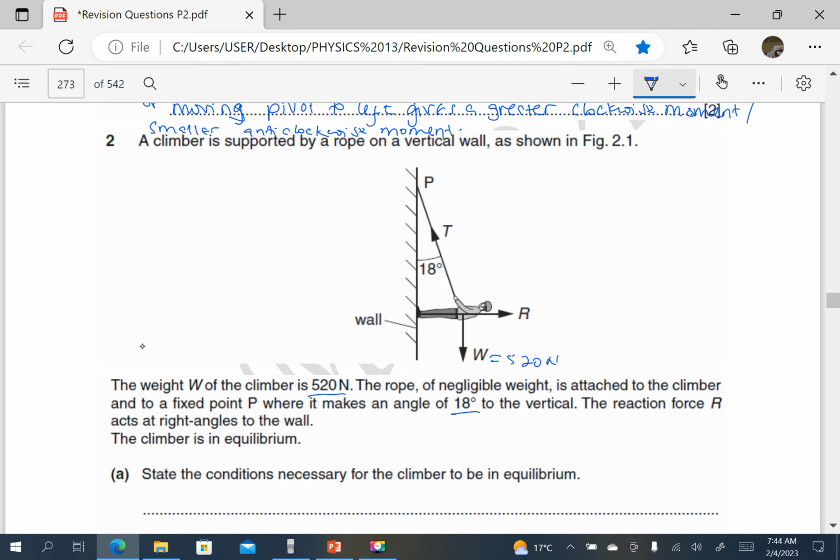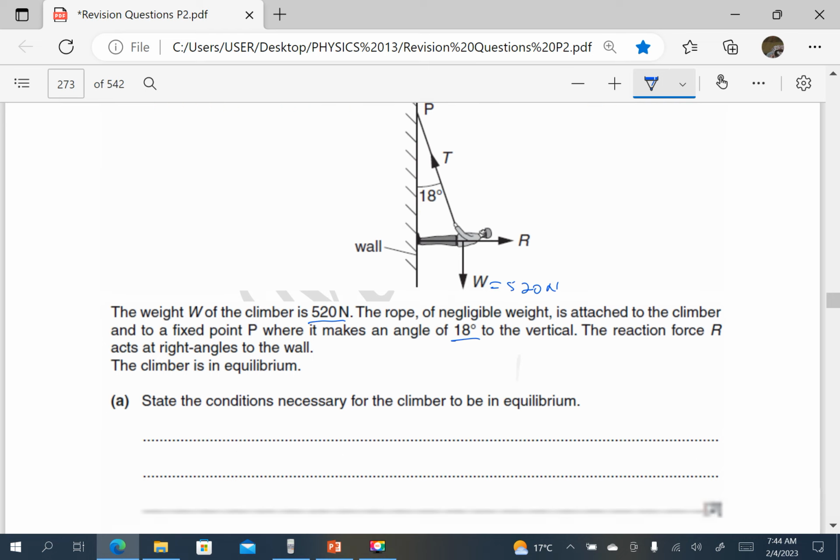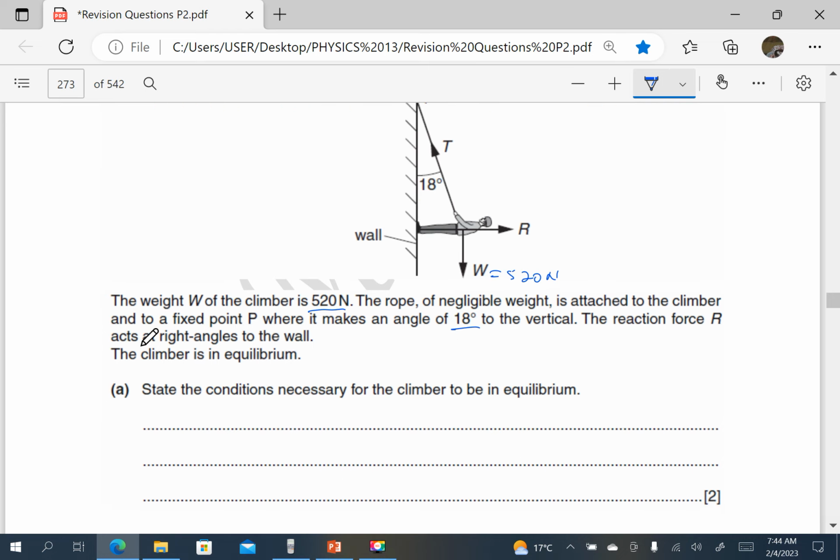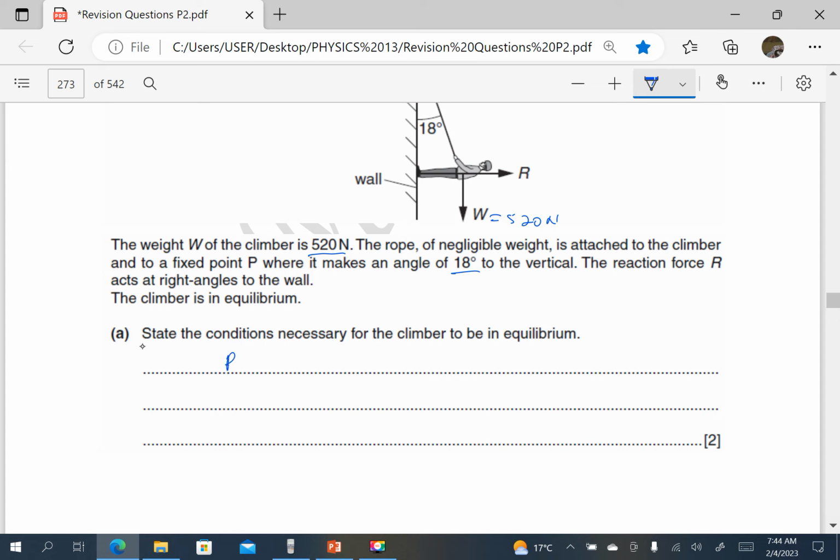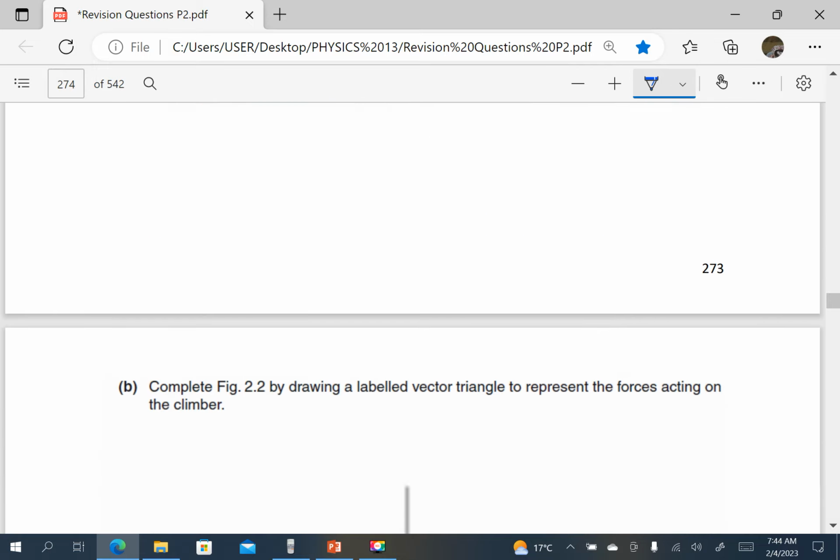The climber is in equilibrium. That means the resultant force is zero, and the resultant moment is zero. State the conditions necessary for the climber to be in equilibrium. Number one, resultant force equals 0. We have also seen the resultant moment should be 0. The resultant force should be 0, and the resultant moment, or resultant torque, should be 0.